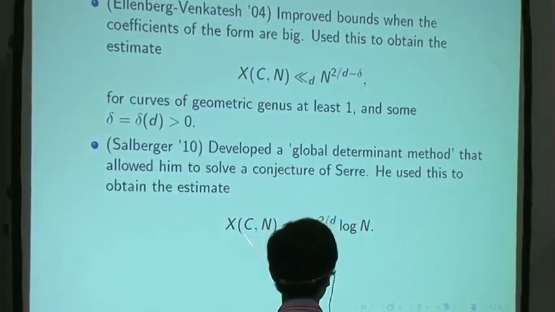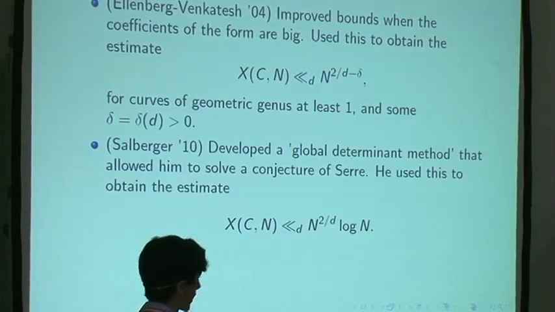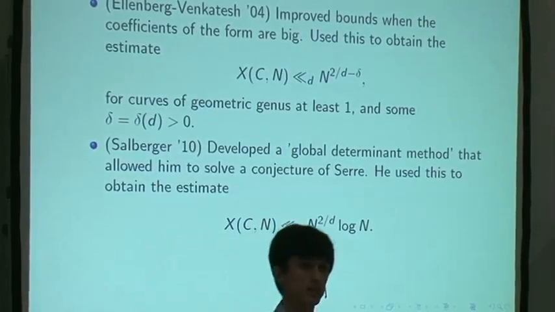He showed that the number of points on a curve is uniformly bounded by n to the 2 over d times log n. So this is very close to the truth, but still, the number of points can be much more, I mean, the logarithm diverges, so it's much more than what one expects.